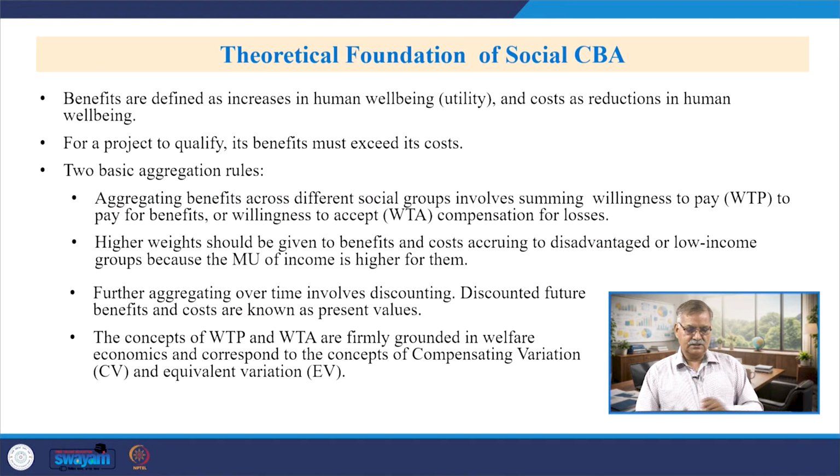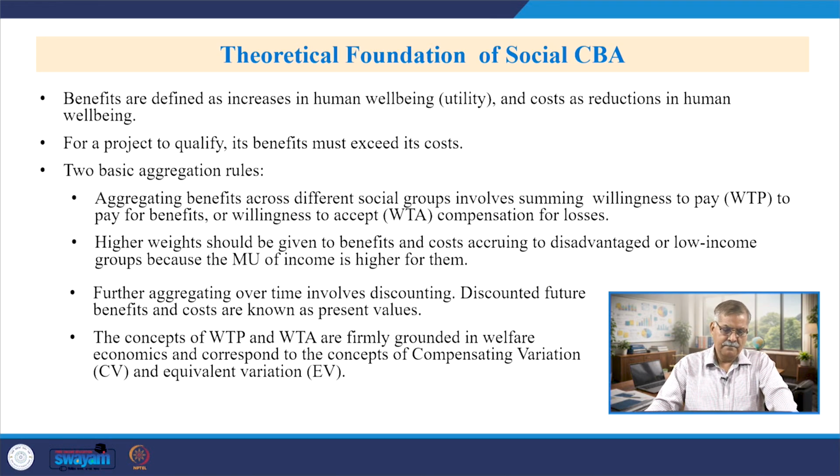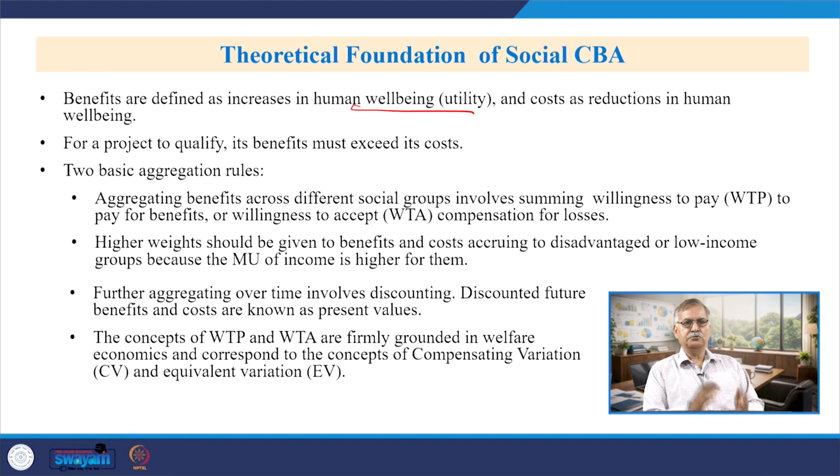Let me now discuss the theoretical foundation of social cost benefit analysis. Benefits are defined as an increase in human well-being or utility. So when a person is getting benefit from the project, his or her welfare or utility will increase. But when the cost is imposed on a person, then there will be disutility, or the welfare of the person will reduce. So cost reduces the welfare of the people and benefit improves the welfare of the people. This is a simple theory.